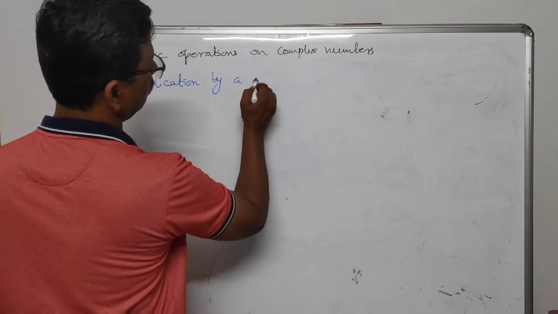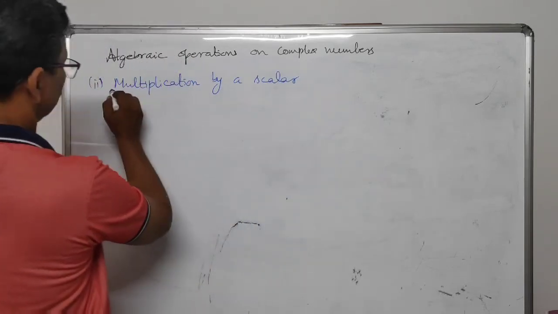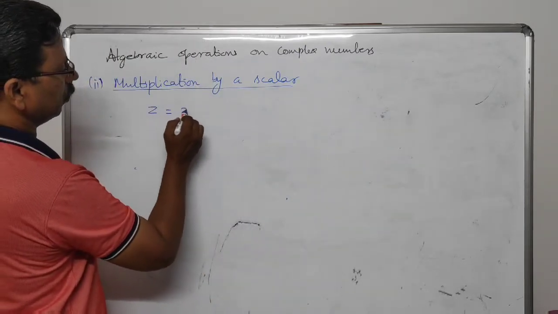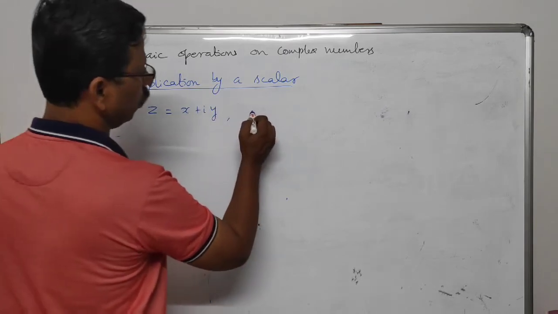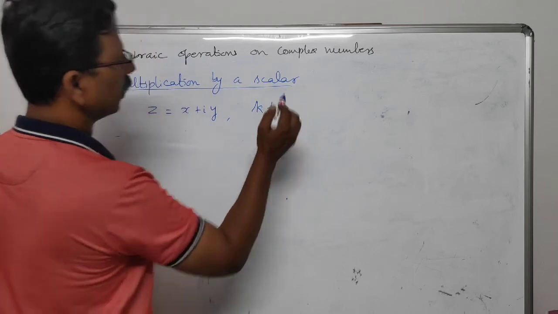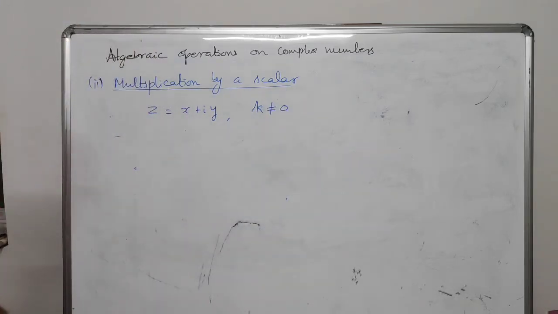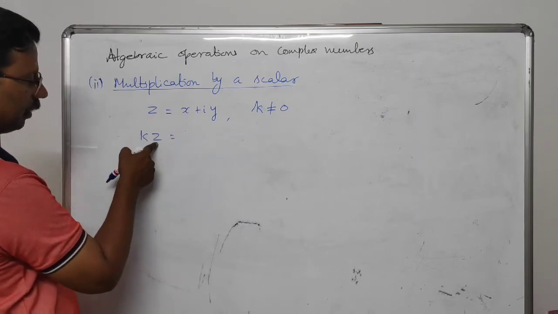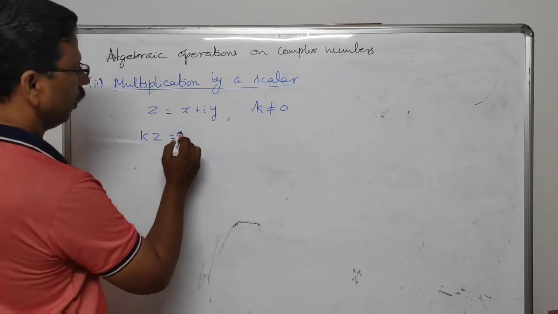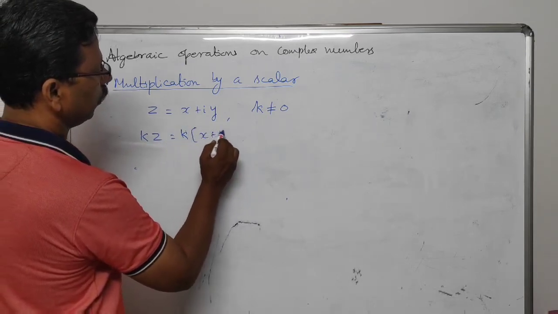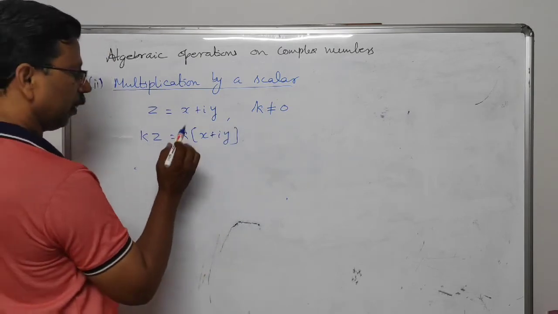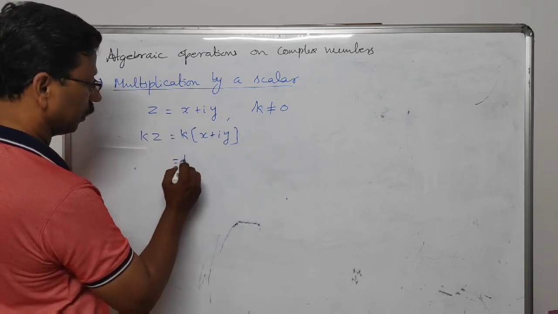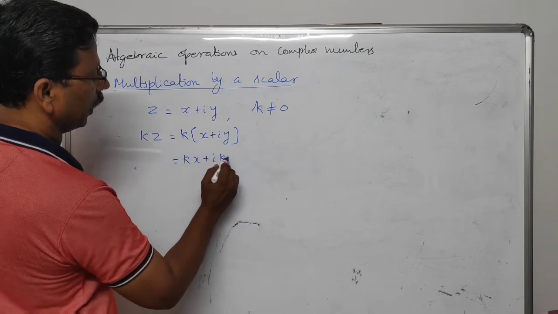By a scalar. That is, if you consider the complex number z is equal to x plus iy, and let's assume this k is a scalar which is not equal to 0, that is, k is a non-zero scalar. Then if you want to multiply kz, that means you want to multiply z by the non-zero scalar k, you can write k into x plus iy. That is, you can multiply the real and imaginary parts separately by this non-zero scalar, that is kx plus i into ky.